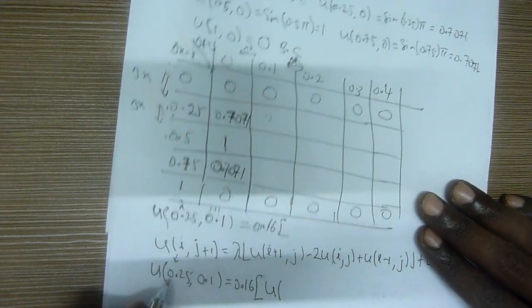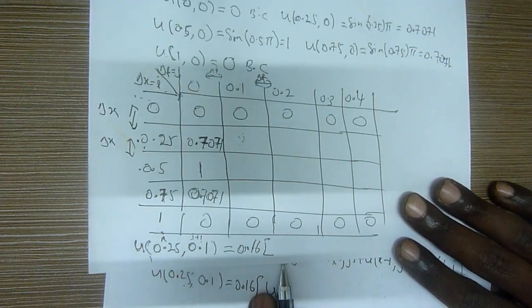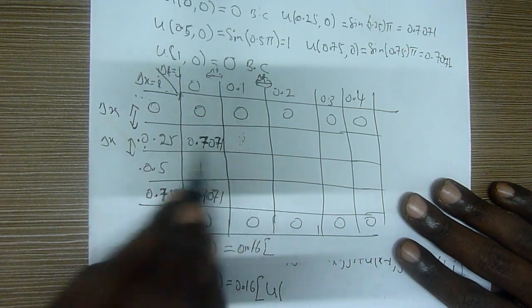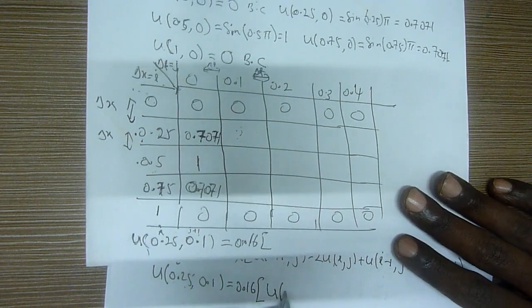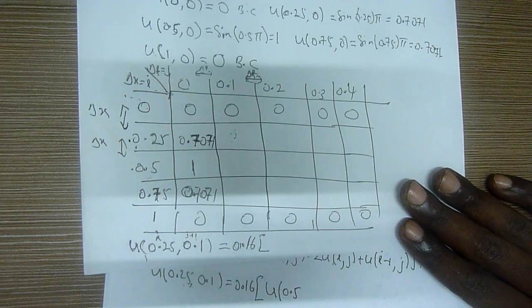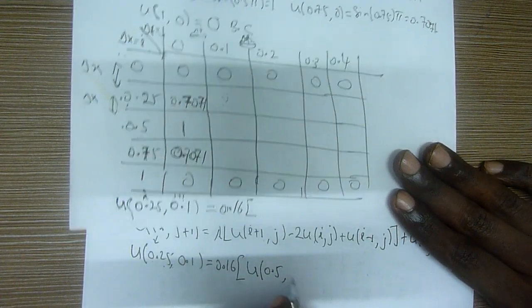Remember, if 0.25 is i, what about i plus 1? The i plus 1 is here, this 0.5. This means you need to write this as 0.5. Can you see what I'm doing here?